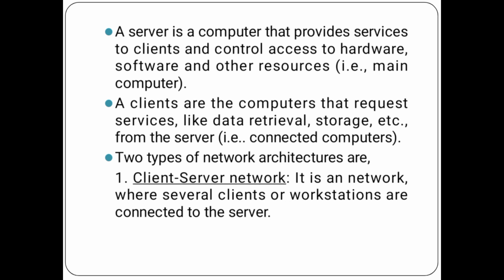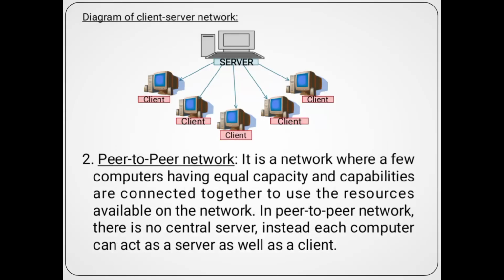Two types of network architectures are client-server network. It is a network where several clients or workstations are connected to the server. Second one, peer-to-peer network. It is a network where a few computers having equal capacity and capabilities are connected together to use the resources available on the network. In a peer-to-peer network, there is no central server. Instead, each computer can act as a server as well as a client.